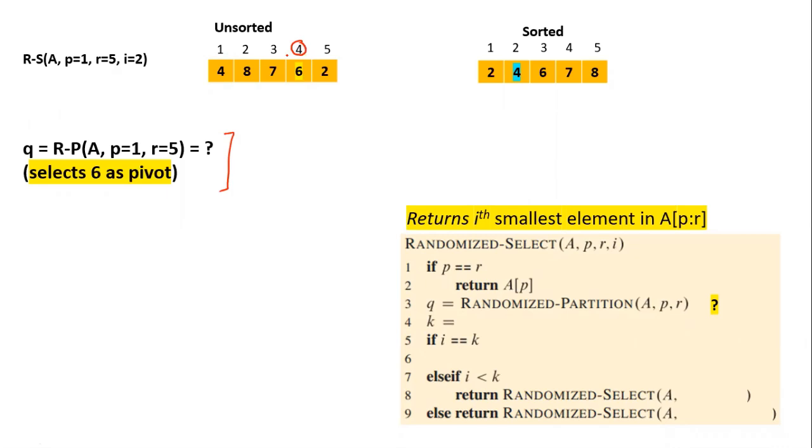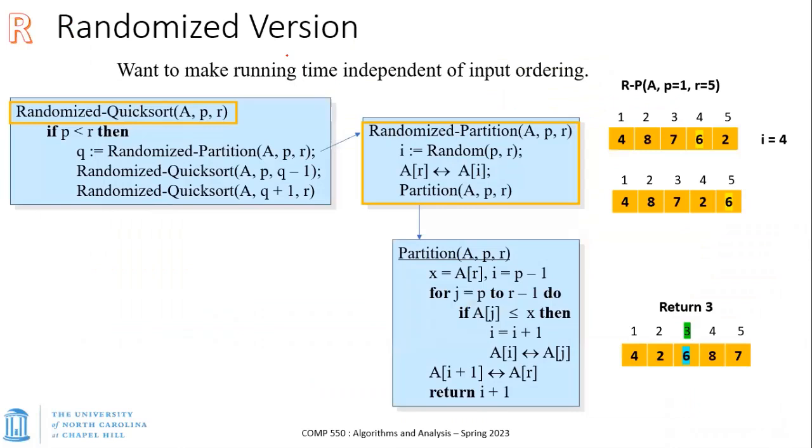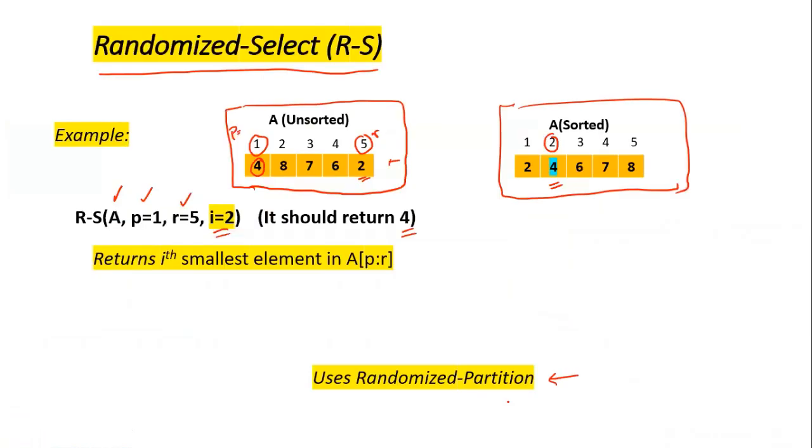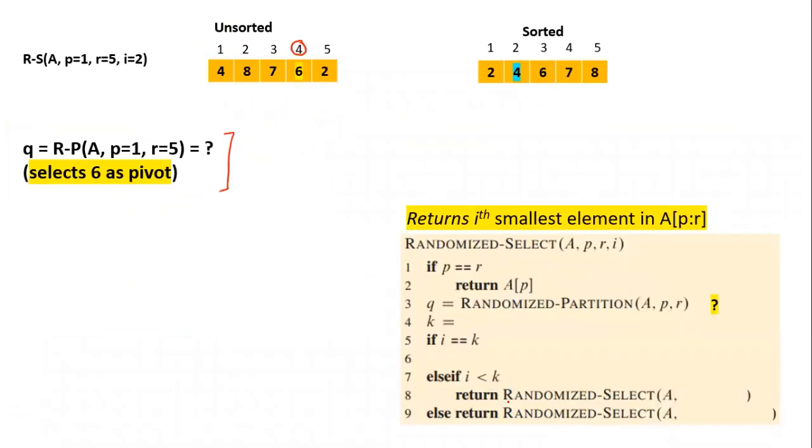Q is now the return of the randomized partition function. If you remember your randomized partition function, basically it's going to be returning you a particular value, which is going to be the value of the pivot. I think I mentioned that somewhere. So what should Q be equal to in this case?